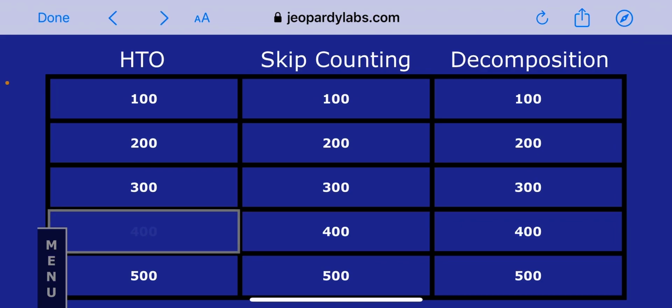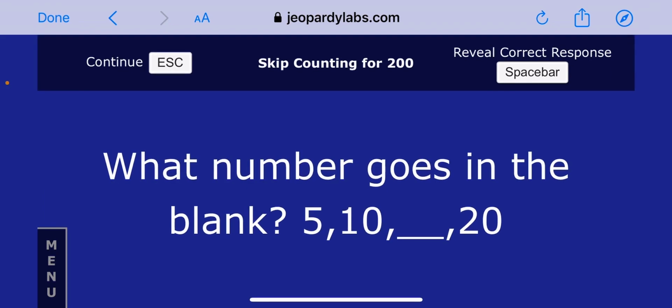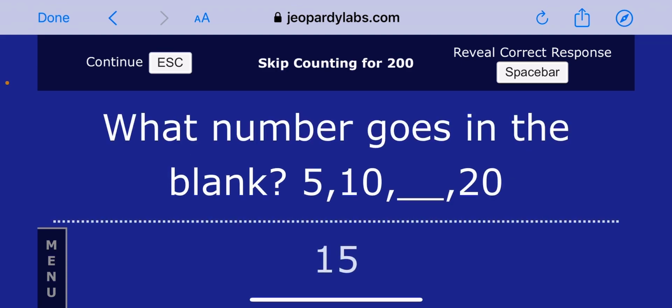Let's say another student picks skip counting for 200. What number goes in the blank? 5, 10, blank, and 20. So they won't be allowed to use their number charts that they have in front of them, because in the second grade, most students get to work with a 120 number chart. So if they get to use that on the test, I will allow them to use this for their review. So they will write the correct answer on their whiteboard, which should be 15.